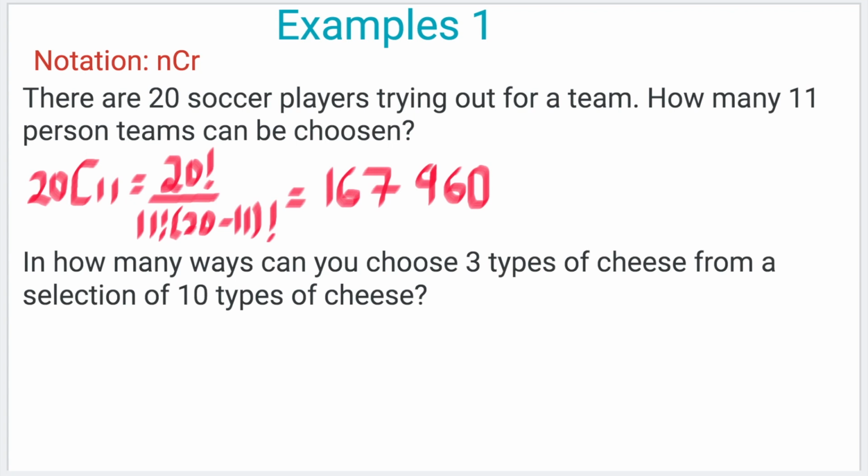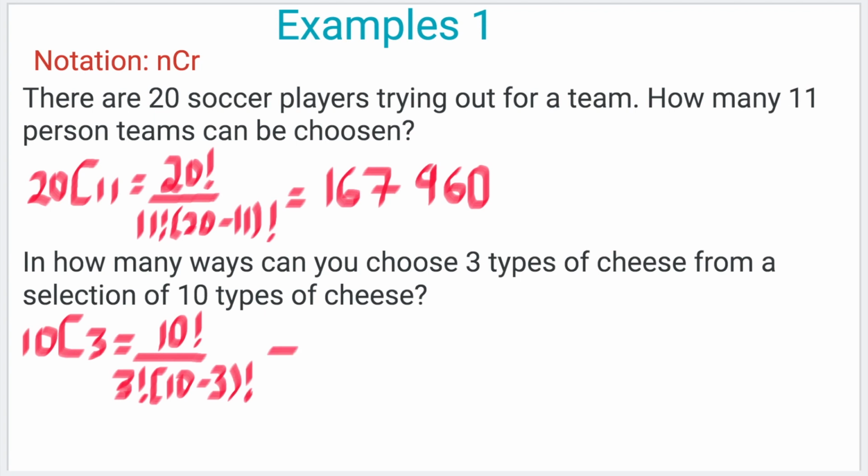The second question reads, in how many ways can you choose 3 types of cheese from a selection of 10 types of cheese? Do we care how we choose those 3 types of cheese? No, there's no order there. So it's 10 combinations 3, so 10 factorial in the numerator divided by 3 factorial times (10 minus 3) factorial, and using our calculator we have 120 ways to choose 3 types of cheese.